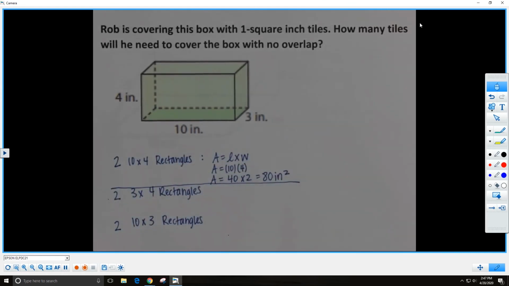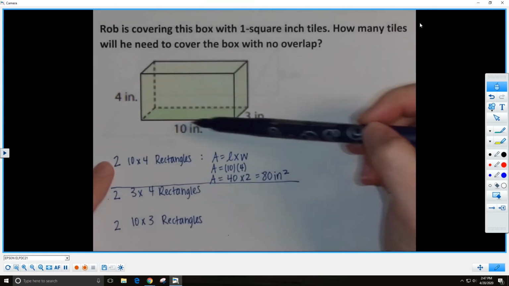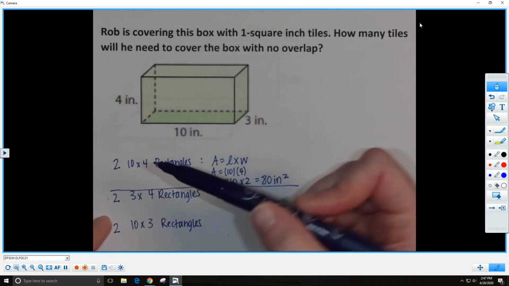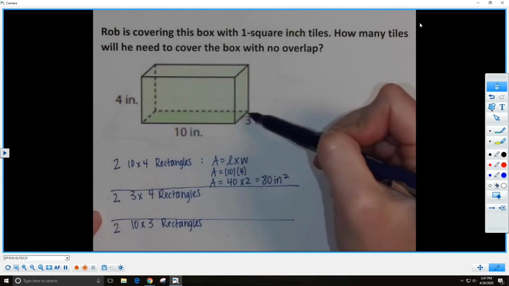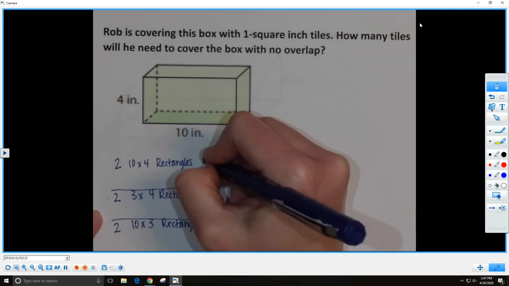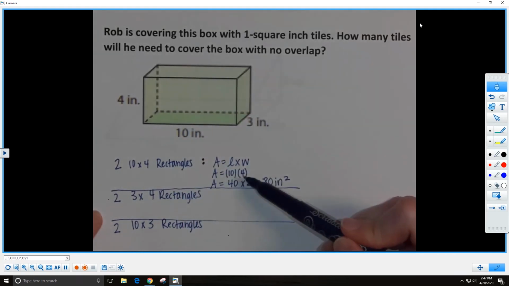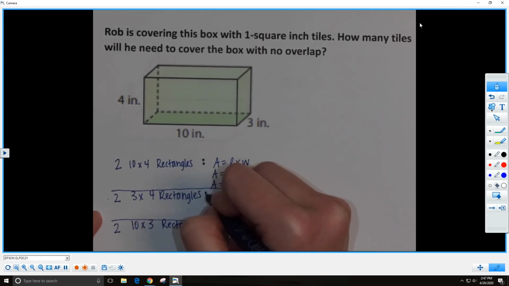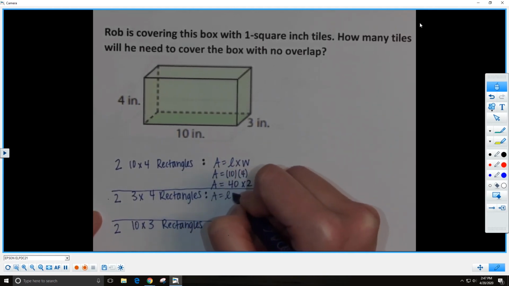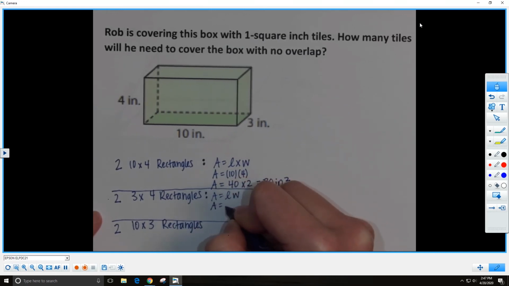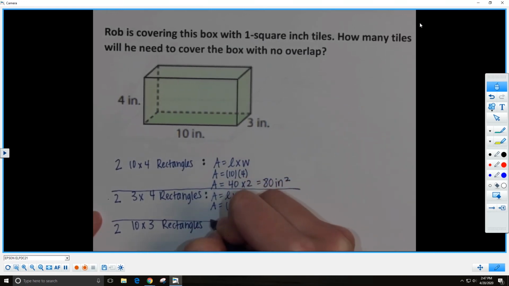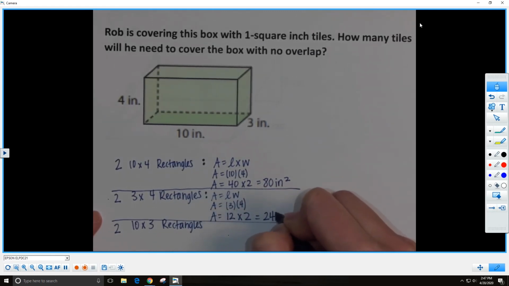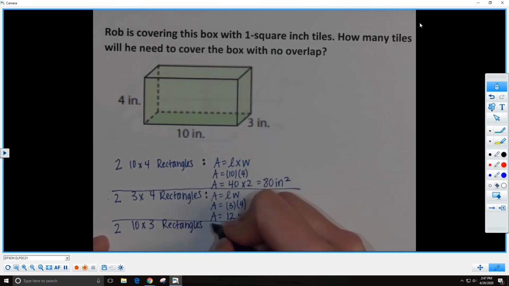So first, I divided this up into the fact that we have two 10 by 4 rectangles. We have two 3 by 4 rectangles, and we have two 10 by 3 rectangles. And so I went ahead and found the area of one of these 10 by 4 rectangles, which is 40. And then because there are two of them, I multiplied by 2. So here, again, area is length times width. And this rectangle is a 3 by 4. Multiplying that together, I get 12. But there are two of them. So those two together have an area of 24 square inches.